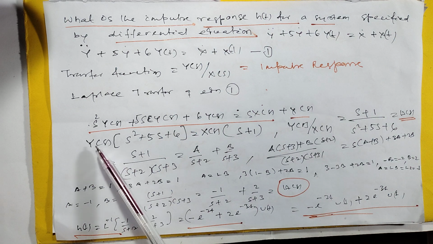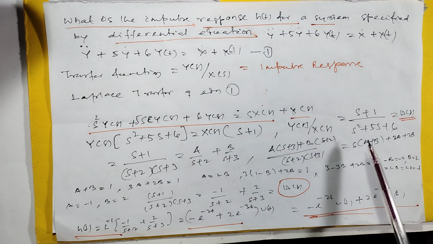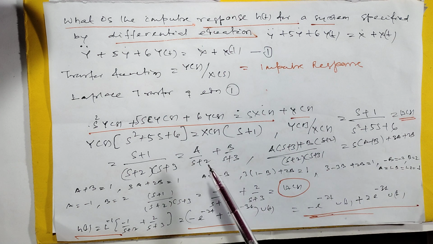Then take X(s) common, and Y(s) by X(s) comes as (s plus 1) by (s squared plus 5s plus 6). After simplification, using partial fractions, it will come as minus 1 divided by (s plus 2) plus 2 by (s plus 3).